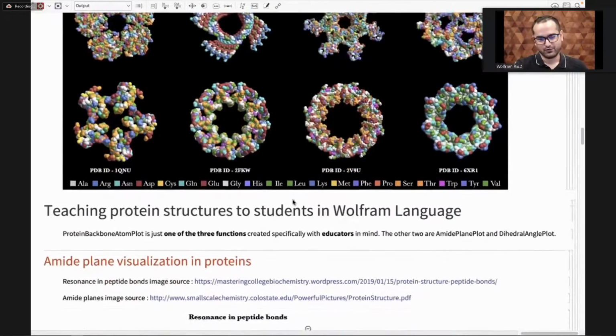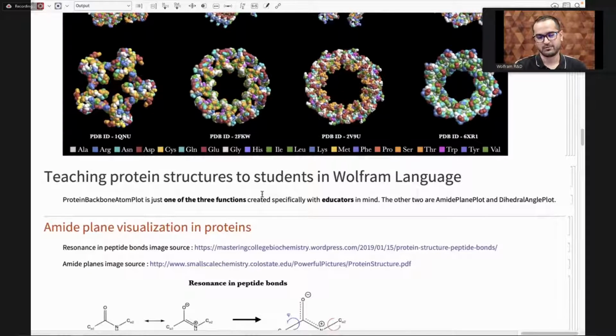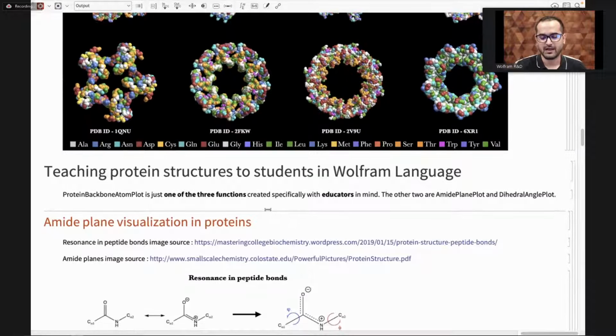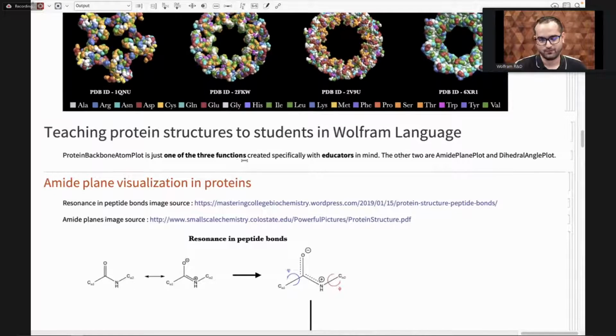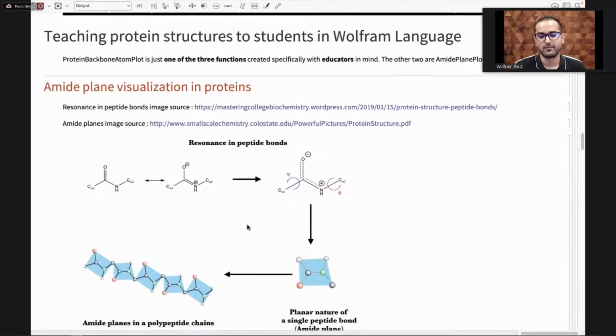So moving on to other functions that can be used for educational purposes. Protein backbone atom plot was only one function that I created thinking about educators out of the 3. And there are 2 more functions that I would like to talk about that can also be used for educational purposes. The first one being amide plane plot, and the second one being dihedral angle plot. Amide plane plots basically show the amide planes in protein backbones along with the backbone. So what is an amide plane, right? Amide planes are basically the planes that contain the peptide bond.